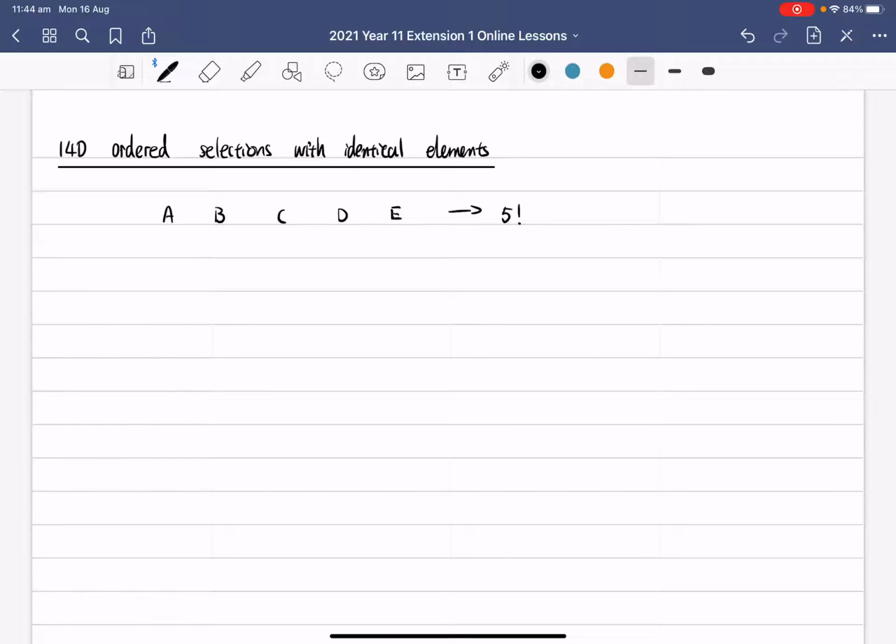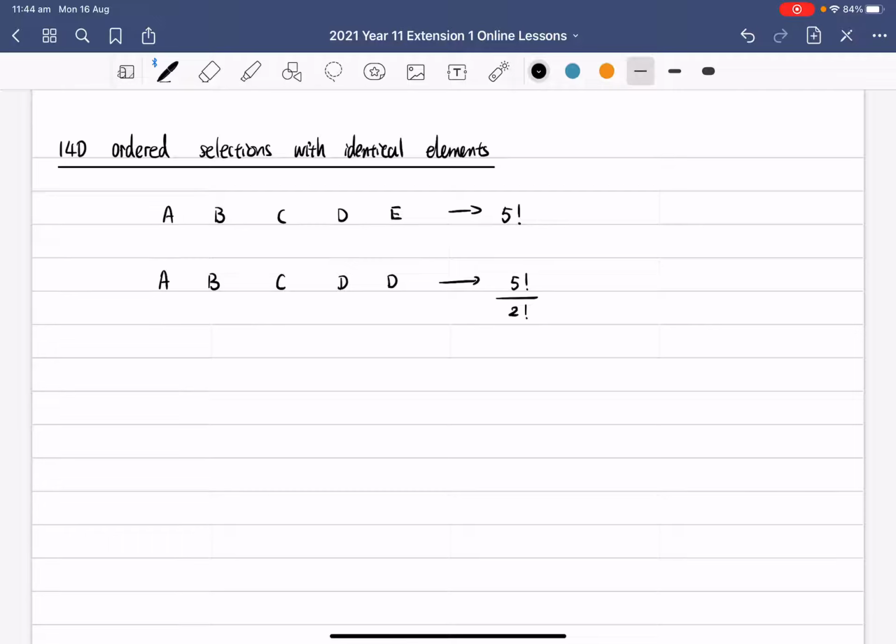Now what we are going to talk about today is what happens if one or two or more elements are repeating themselves, and then how many different arrangements are possible. For example, if we change that A, B, C, D, E into A, B, C, D, D, how many arrangements are possible when we organize this? The question is actually pretty easy, and the formula is actually pretty easy as well. The actual answer here is 5 factorial divided by 2 factorial.